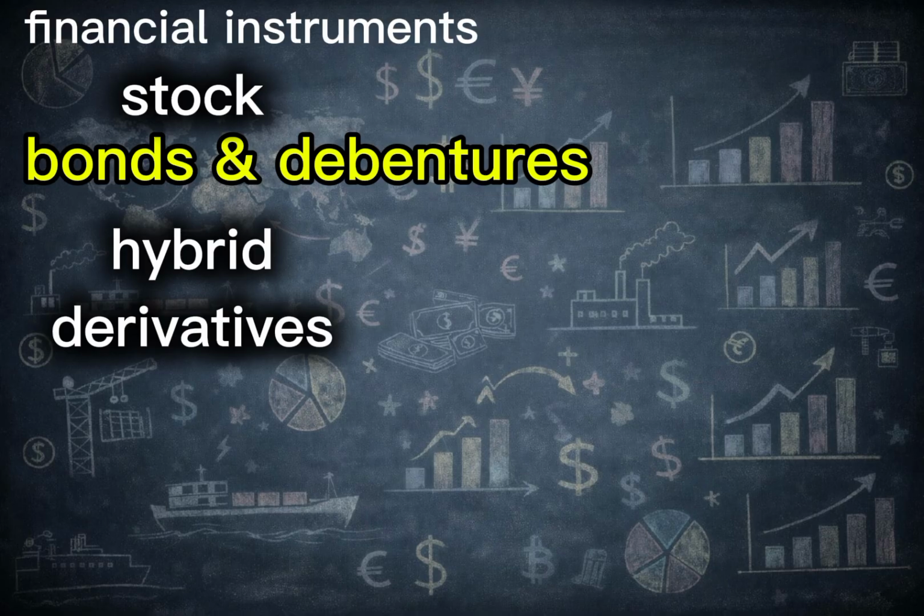Debentures, on the other hand, are like bonds. They are also long-term loans, but the difference is that they are unsecured instruments. By unsecured instruments, I mean that these debentures are not backed up by collateral. And because they are unsecured, they have higher risk than bonds. And we know that the higher the risk, the higher the interest rates investors will demand.